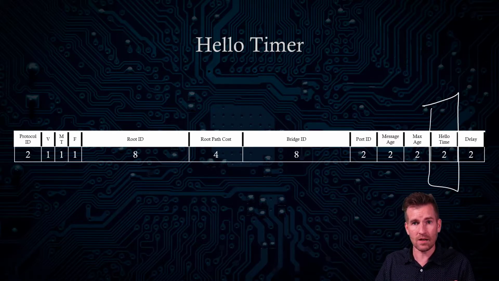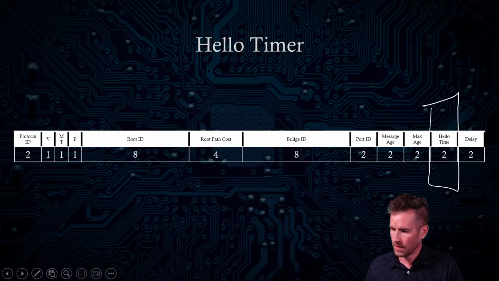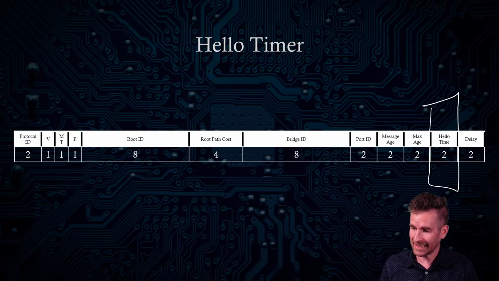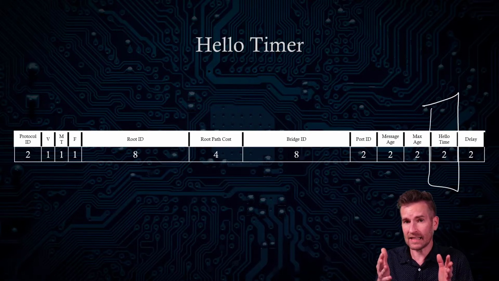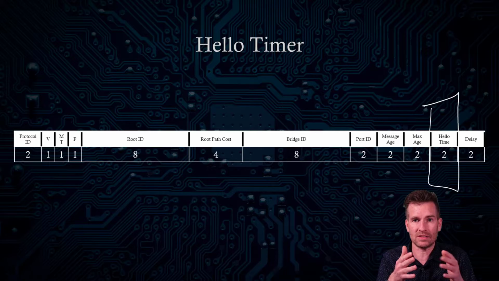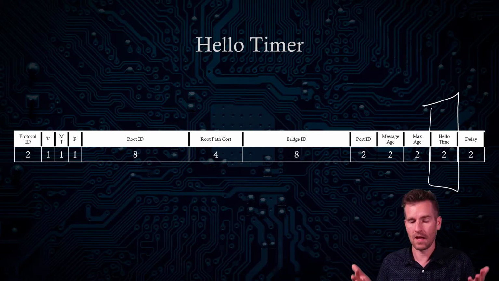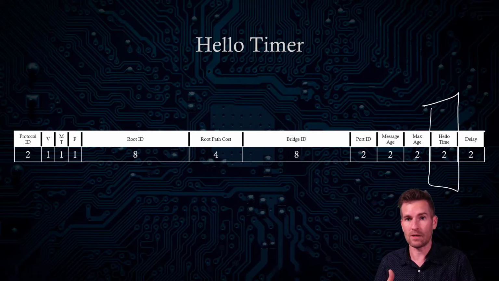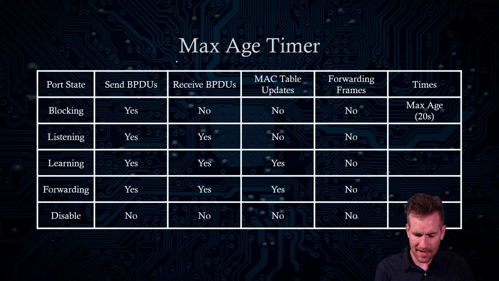So in this case right here, it's 2 bytes long. It can be set for a range, and that range could be anywhere from 1 second to 10 seconds, but the default is 2 seconds. So that's the hello timer, and it's sent out with the bridge protocol data units. And because it's sent out there, whoever gets elected as the root bridge can actually set this standard for the rest of the environment and say, this is how often I'd like everyone to speak with these bridge protocol data units.